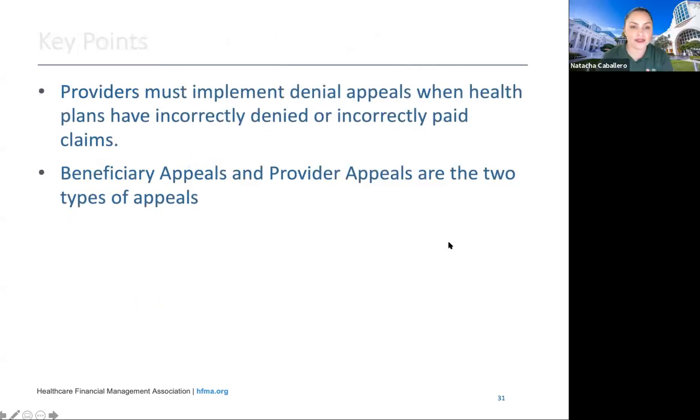And some key points for this section. Providers must implement denial appeals when health plans have incorrectly denied or incorrectly paid claims, and beneficiary appeals and provider appeals are 2 types of appeals.